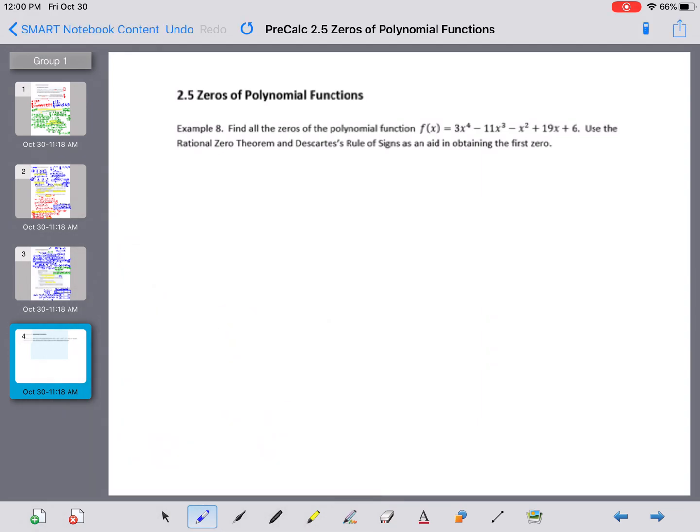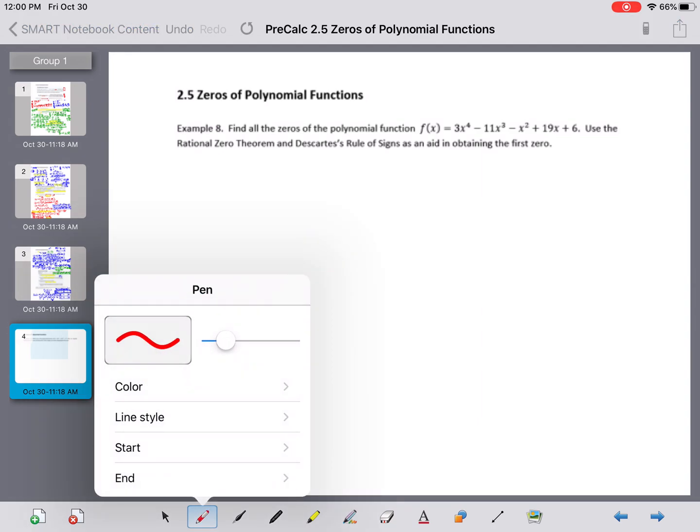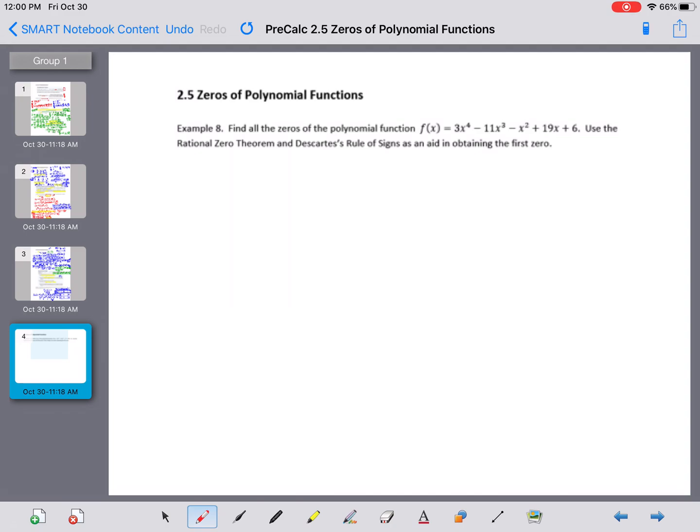So first things first, I have my polynomial. Order is descending. I have all that I need to know. I should, when I get done here, find 4 answers, okay? We're going to do everything I can to get my zeros here. Okay, so the first thing I'm going to do is start with my P over Q's, okay?